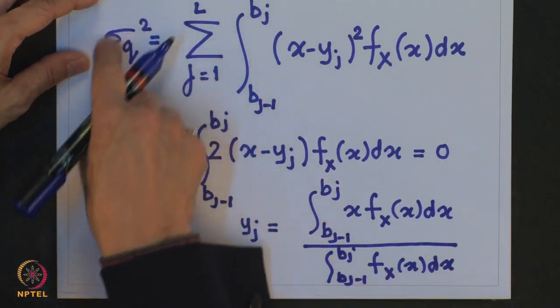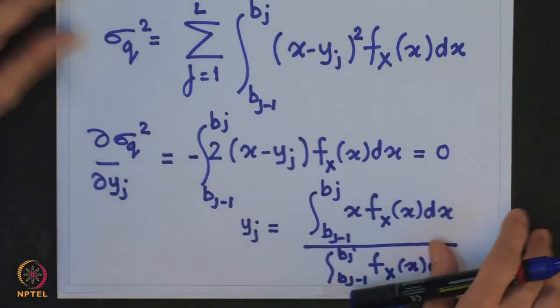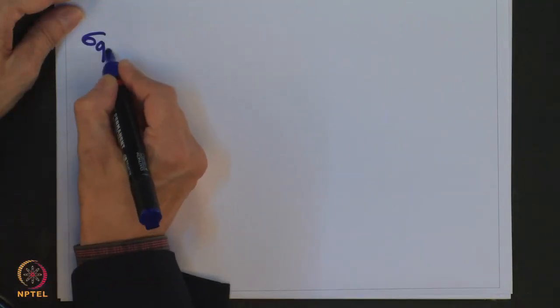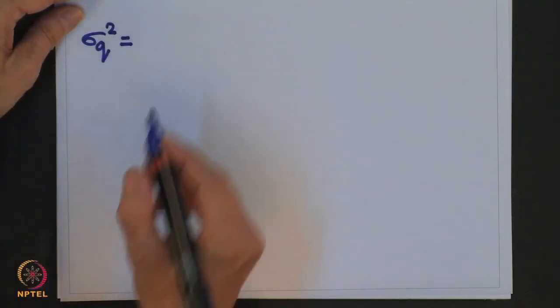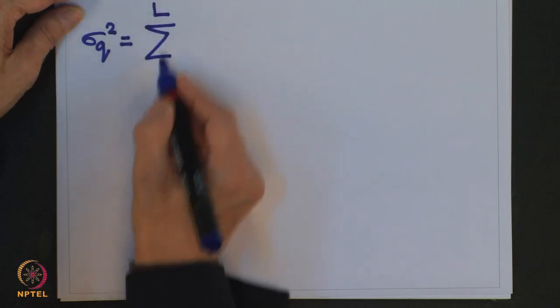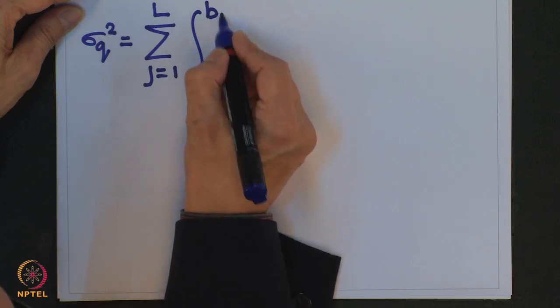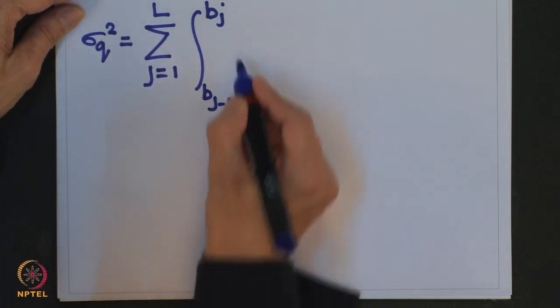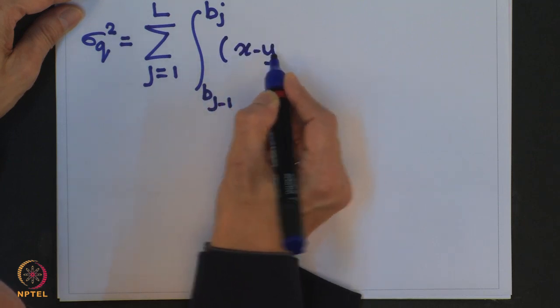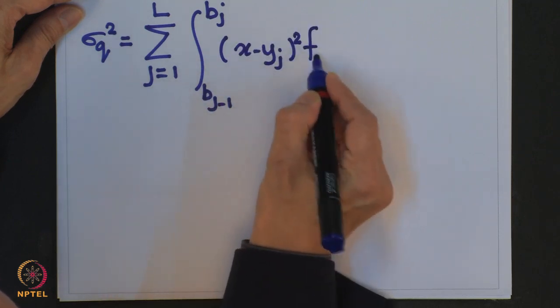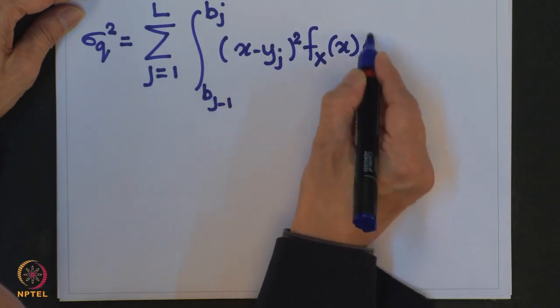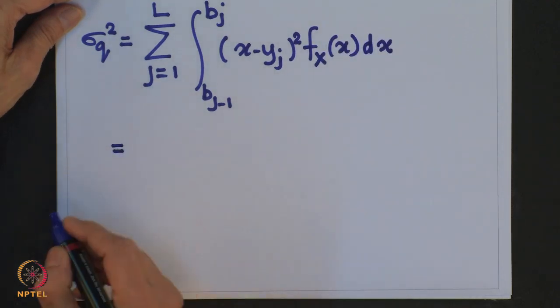Next we have to take the derivative of this with respect to the boundary points Bj, and to do that it is important for us to understand that this quantization noise, which is equal to this expression, consists of the following terms.